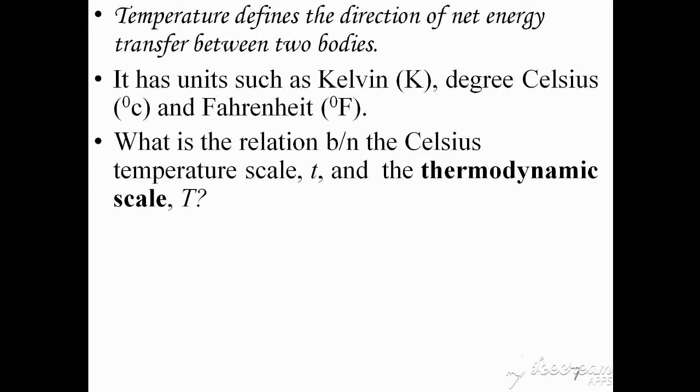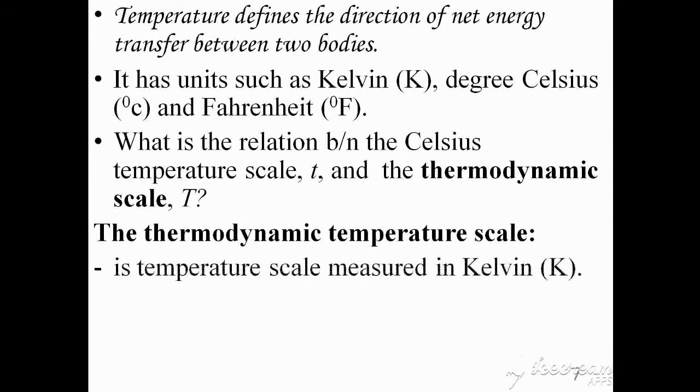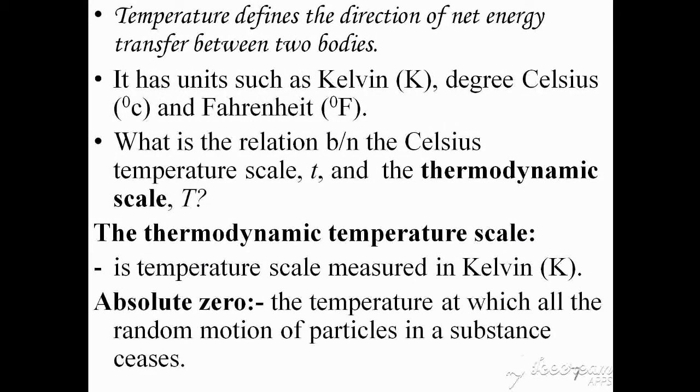Temperature has its own units: kelvin, degree Celsius and degree Fahrenheit. But what is the relation between the Celsius temperature scale and the thermodynamic temperature scale? This is important. To answer this question, let us define two terms. The first one is the thermodynamic temperature scale. This is the temperature that is measured in Kelvin. And the second important term we need to know is the absolute zero. It's the temperature at which all random motion of particles in a substance ceases.